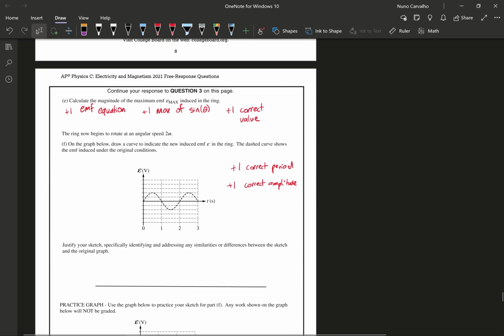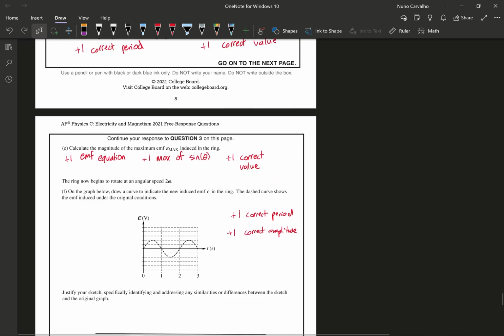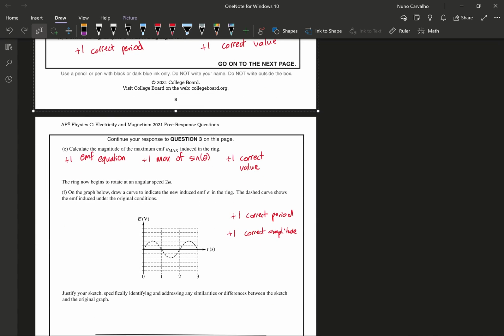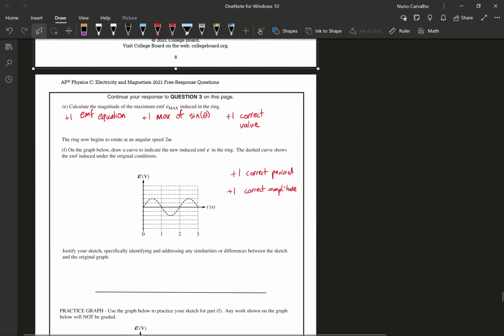One is, again, for coming up with the EMF equation, which I think in theory you should have already calculated from a previous question here. Oh, wait, no, sorry. You come up with it in this question. You use it later for another problem here. So you get a point for writing the correct equation for EMF.